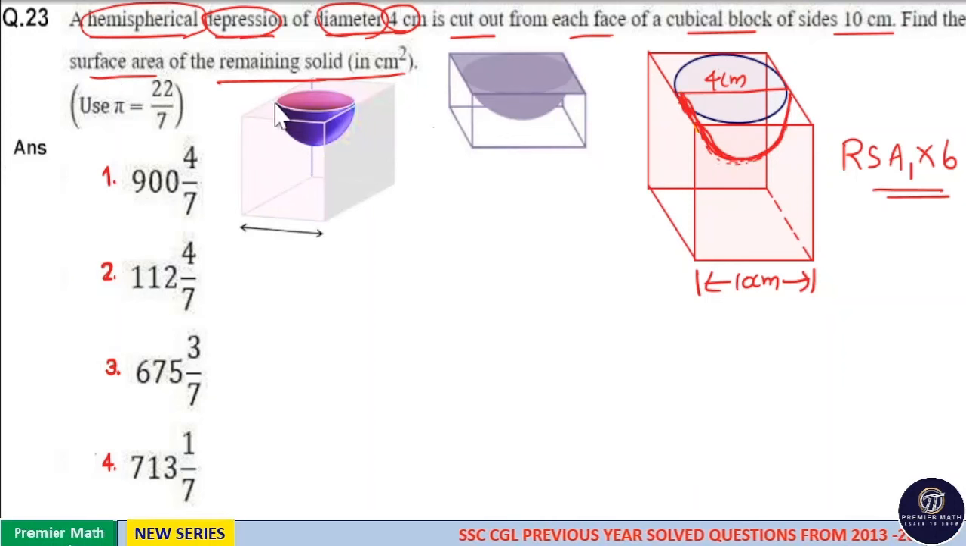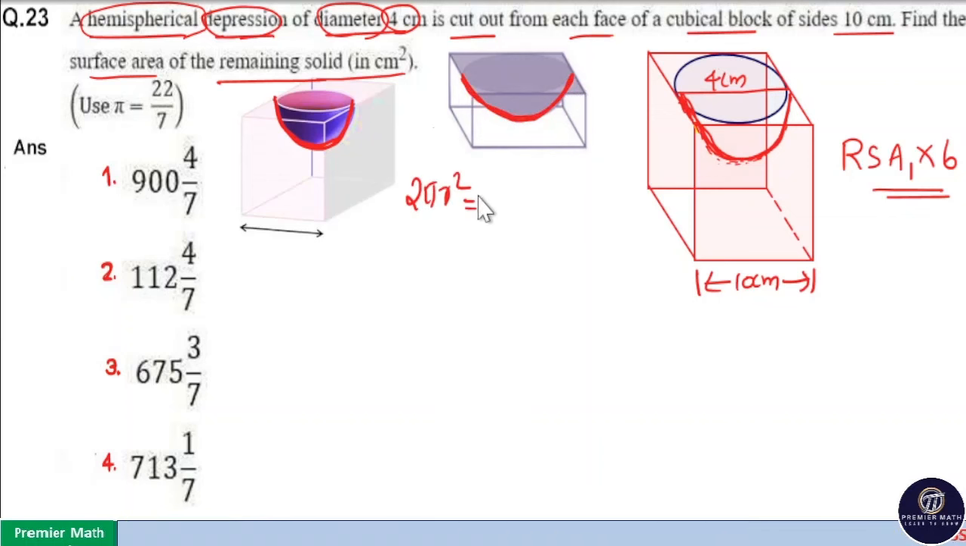Now, this is the bowl-shaped structure. This bowl-shaped structure is the hemispherical depression. The solid structure is removed from the top face. When you remove this solid structure, you create an additional curved surface area. It is also part of this remaining surface area. Now this curved surface area is nothing but 2 pi r square, which is the surface area of a hemisphere.